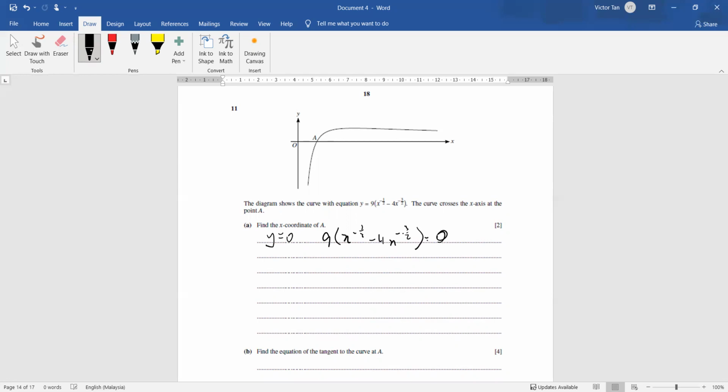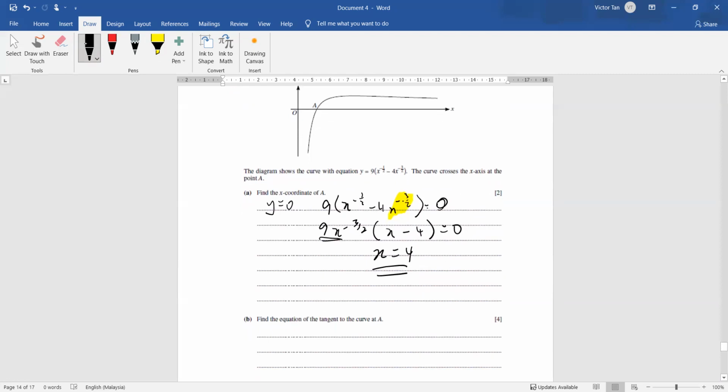So you can always factor out the lower power, this is minus 3 over 2. We will factor x power minus 3 over 2. Yeah, this is x minus 4. So this is not 0, cannot be 0. So x equals to 4.